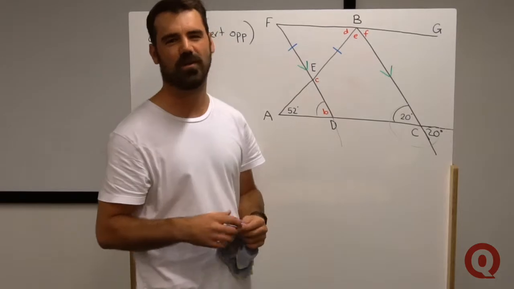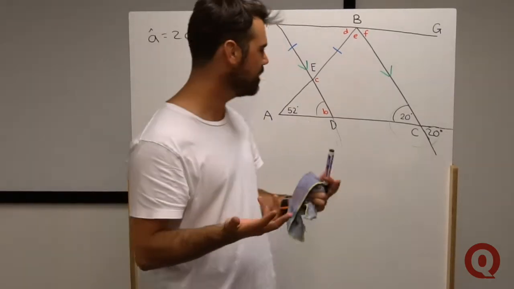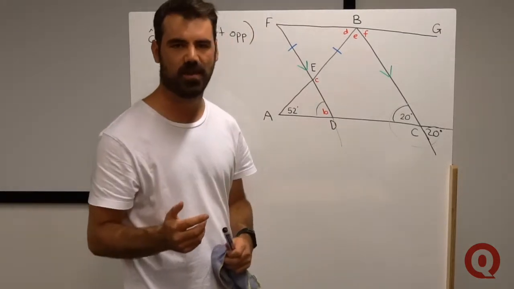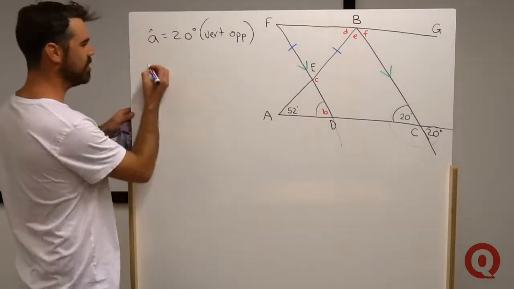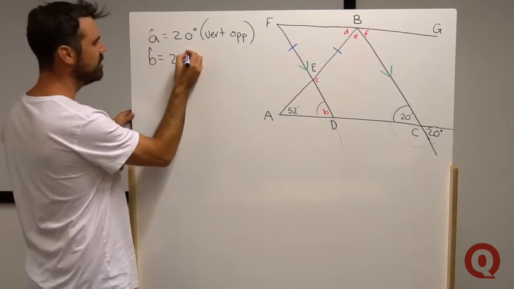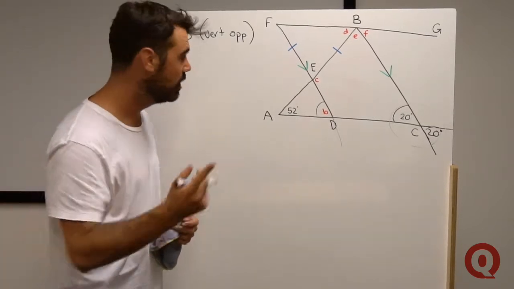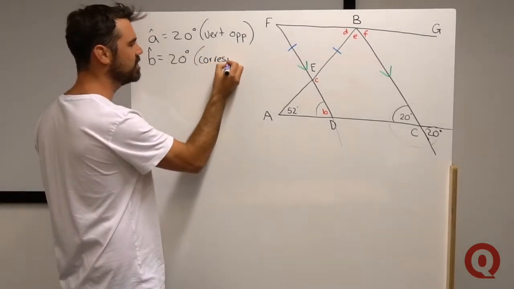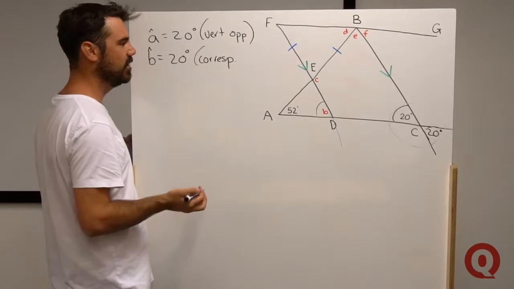Some of you might have been taught all about the F, the Z, and the C, or U, and that makes these two angles corresponding. So I'm going to say that B is equal to 20 degrees, because corresponding angles are equal. But what do I need to tell my teacher? Corresponding angles. Corresponding, you can just write that.